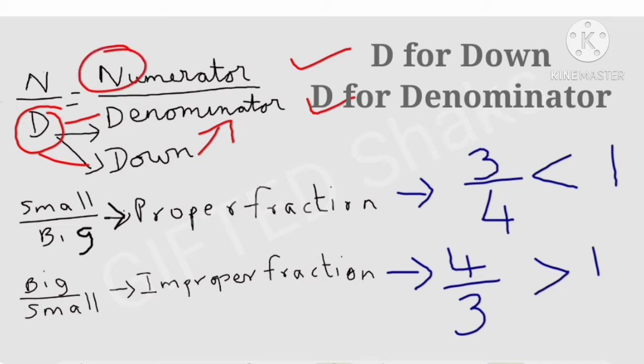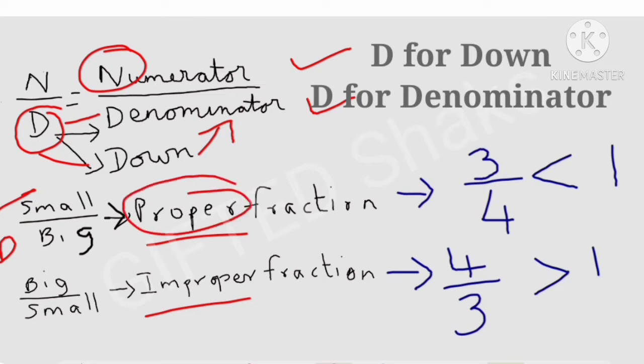Then there are three types of fractions. They are proper fractions, improper fractions, and mixed fraction. Now, if the numerator is small and the denominator is big, then this fraction is a proper fraction. Okay? Now, in a proper fraction, as you can see, this numerator is small, this denominator is big. It means this is less than 1.